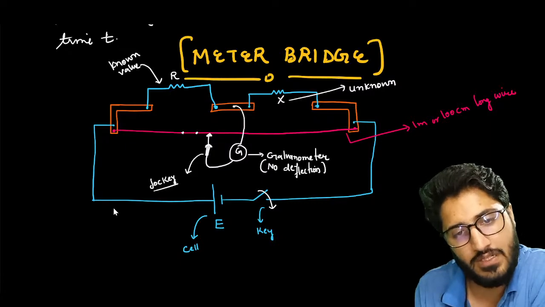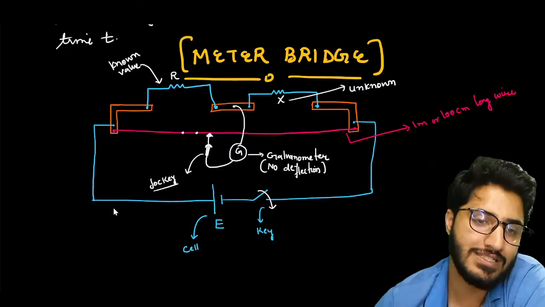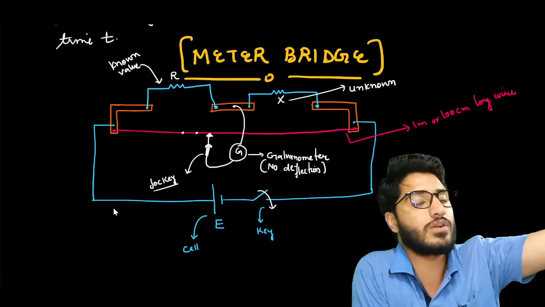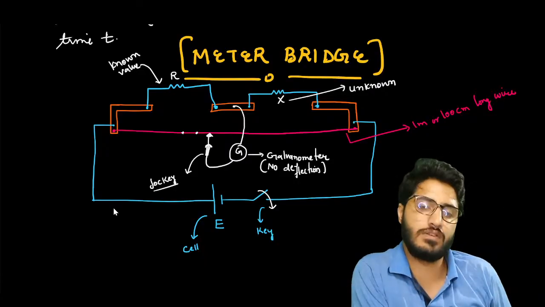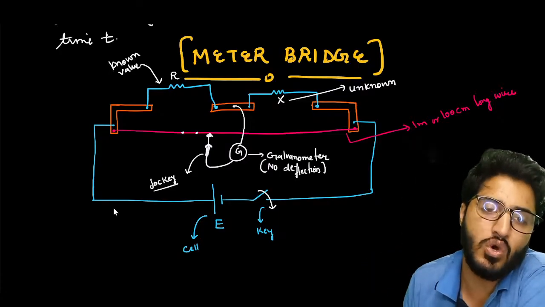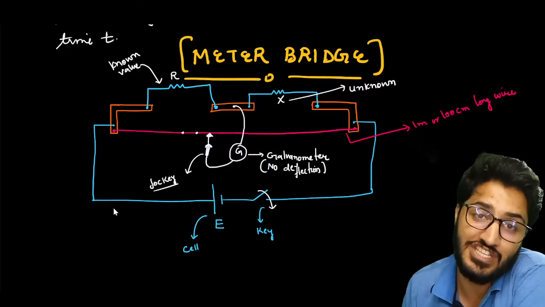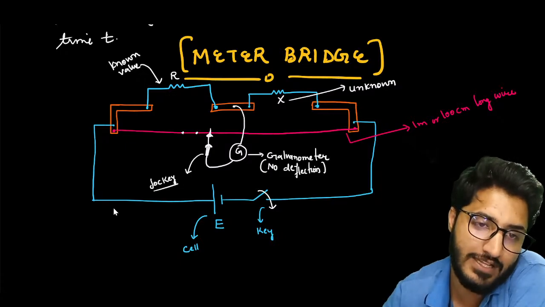No deflection means no current passes through the galvanometer. Now, we know that if we connect a wire to some different wire, current will flow through it. But when we touch here and no current flows, it means the potential difference is the same, the potential drop is the same. So the potential at this particular point and the potential at this particular point will be the same.